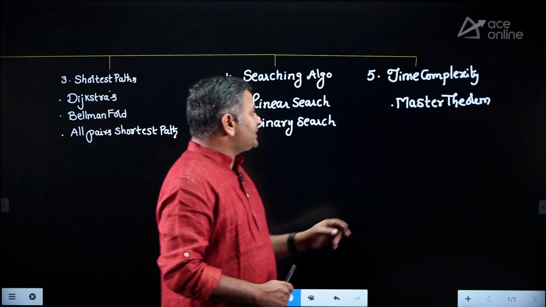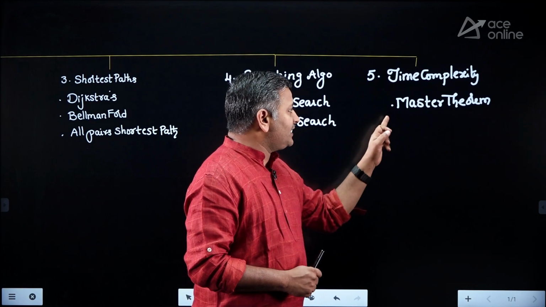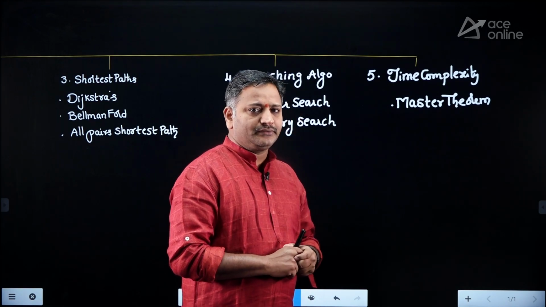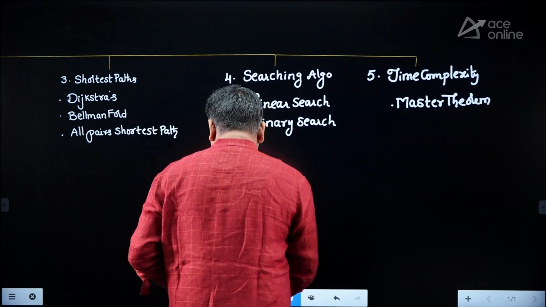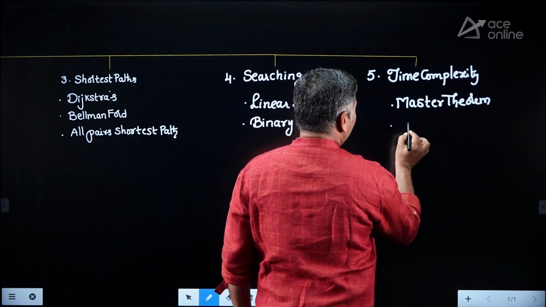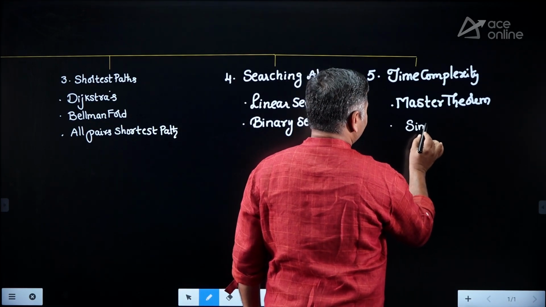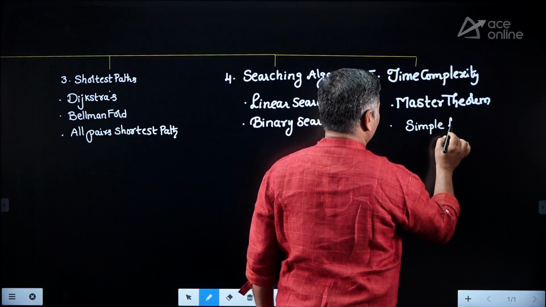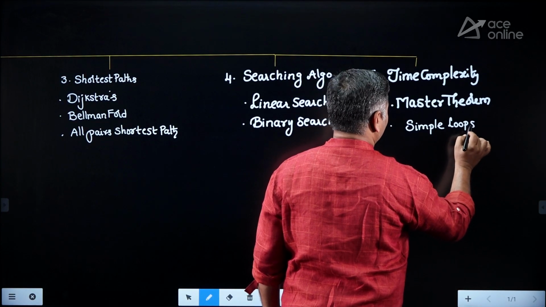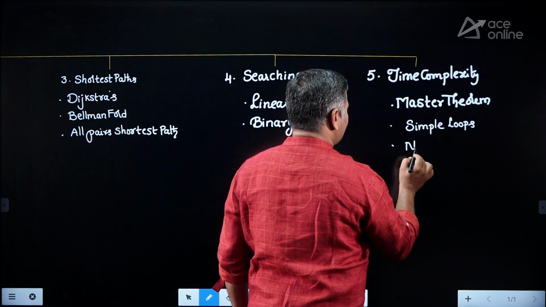Next one is time complexity. If time is there, I will introduce the master theorem concept also. Still, if you have time, we will cover time complexity based on simple loops, and time complexity based on nested loops.